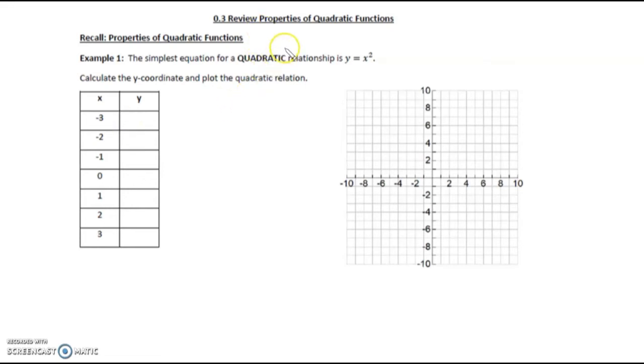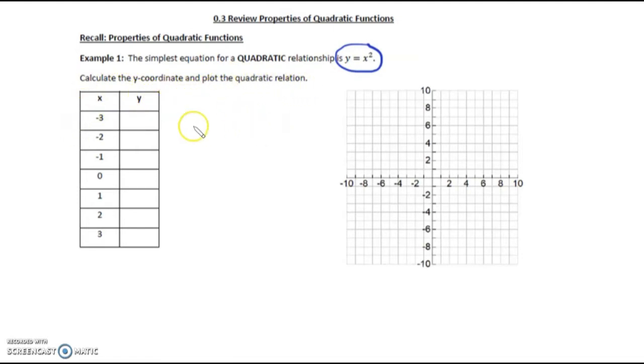Okay, we're going to review properties of quadratic functions. So let's recall properties of quadratic functions. Example 1: the simplest equation for a quadratic relationship is y equals x squared. Let's calculate the y coordinate and plot the quadratic relation.